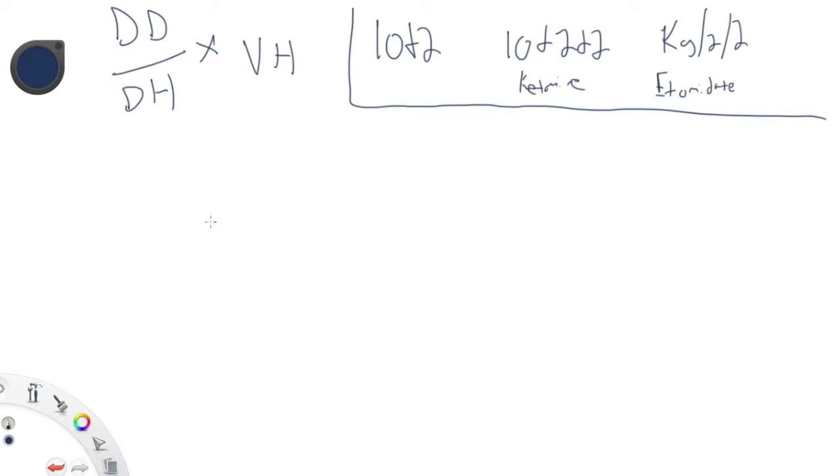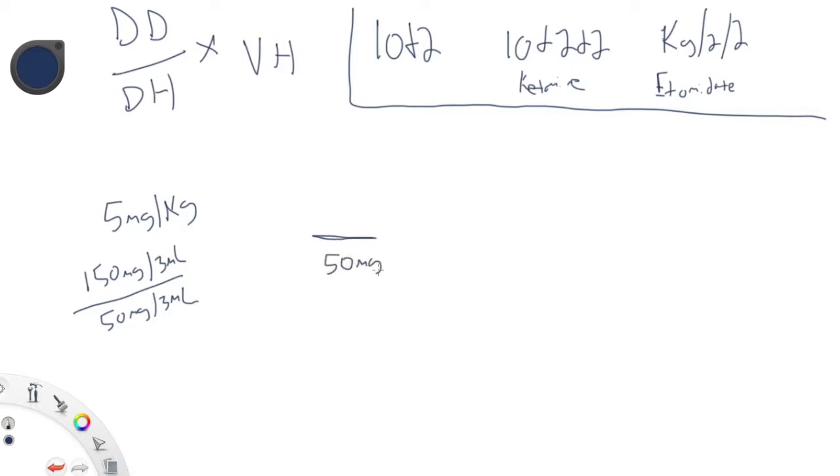So just a quick review here. We're going to do the formula, and we're going to give a pediatric dose of amiodarone. The dose is going to be 5 milligrams per kilogram. Our amiodarone comes packaged in 150 milligrams in 3 mLs, so this breaks down to 50 milligrams in 3 mLs. Right away, I can put 50 milligrams here for our dose on hand, times volume on hand, which is going to be 1 ml.